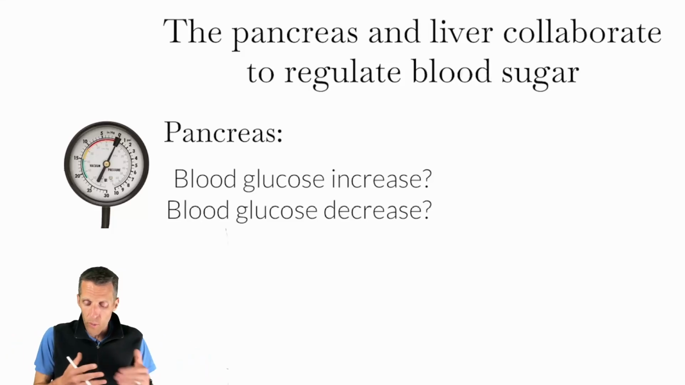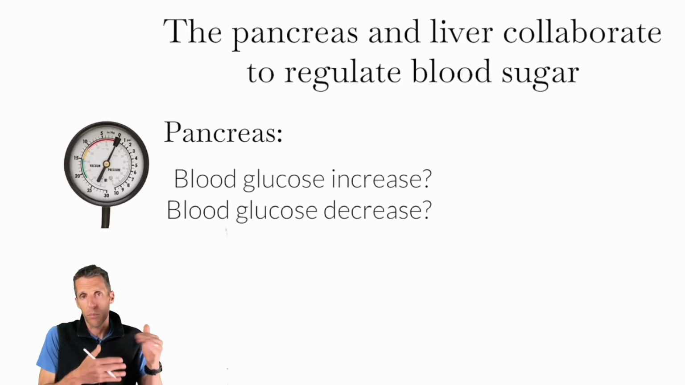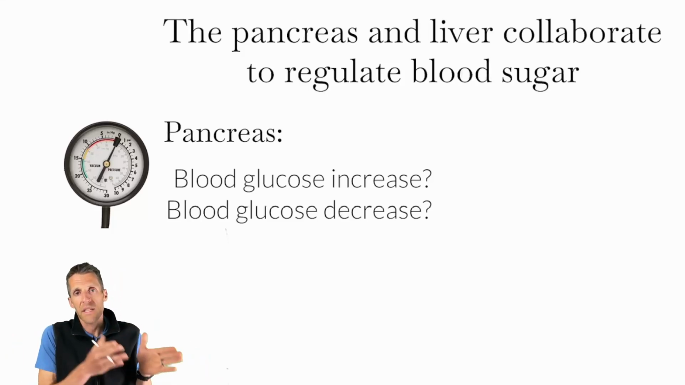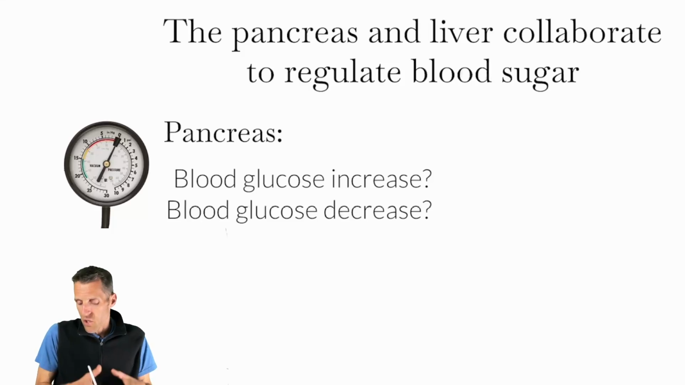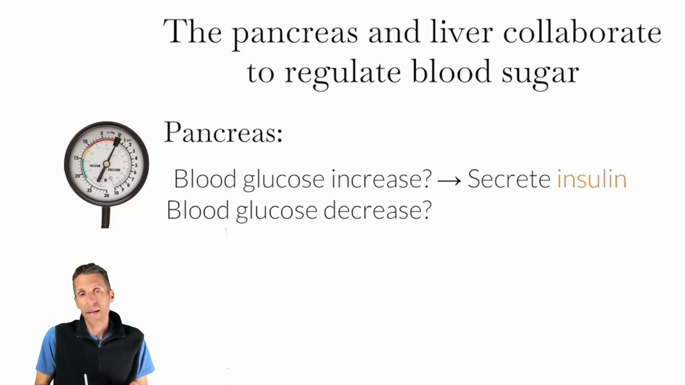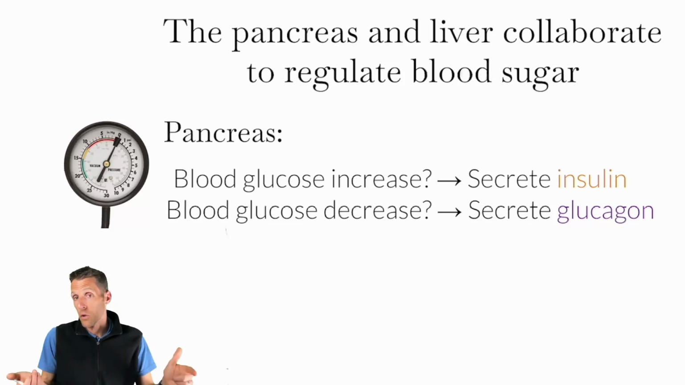Functionally, the way that blood sugar regulation works is the pancreas and the liver collaborate. And so we can think about the pancreas as a sensor. It's sitting there measuring the concentration of blood glucose. And if blood glucose starts to go up, the pancreas secretes the hormone insulin. And if blood glucose decreases, it secretes the hormone glucagon.